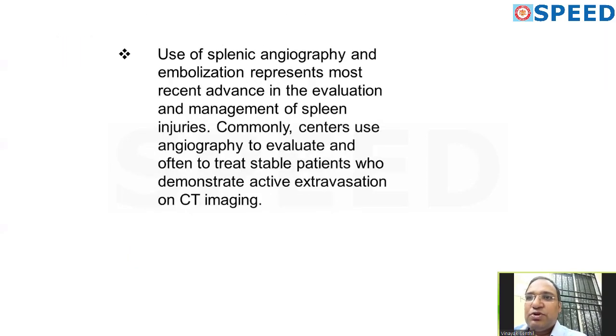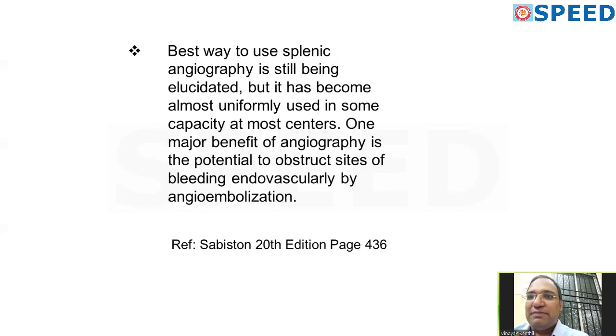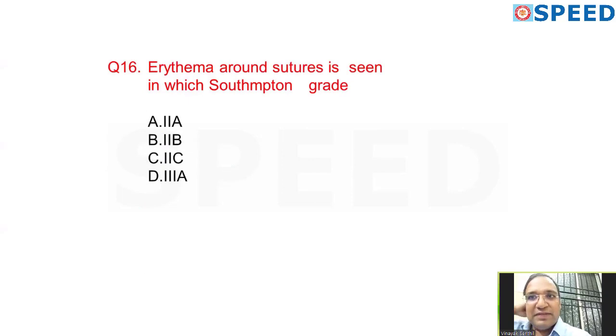Next slide. The use of splenic angiography and embolization represents the most recent advances in evaluation and management of splenic injuries. Most centers use angiography to evaluate, and often to treat, stable patients who demonstrate an active extravasation. The best way to use splenic angiography is still being elucidated, but it has become almost uniformly used in some capacity at most centers. One major benefit of angiography is the potential to obstruct the sites of bleeding endovascularly by angioembolization. Next slide. The same is given in Bailey also. There's no difference between both of those.